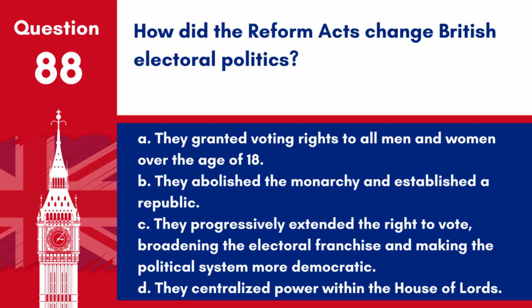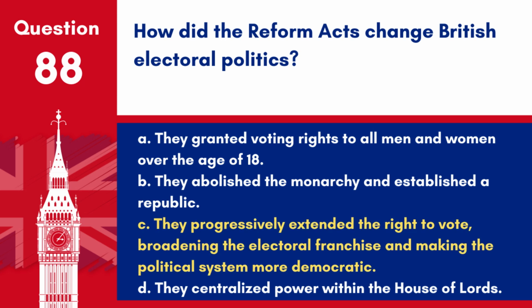Question 88. How did the Reform Acts change British electoral politics? A. They granted voting rights to all men and women over the age of 18. B. They abolished the monarchy and established a republic. C. They progressively extended the right to vote, broadening the electoral franchise and making the political system more democratic. D. They centralized power within the House of Lords.